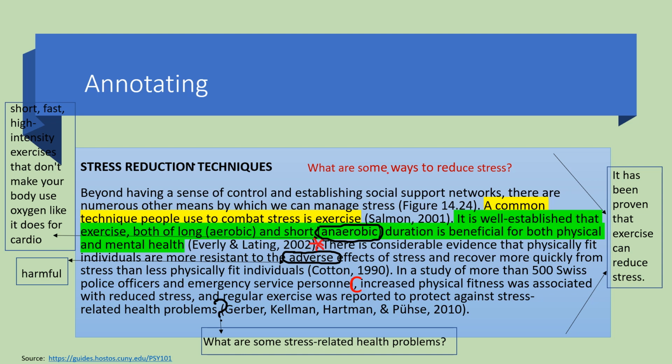Here's an example of an annotated text. There's highlighted key points. There's a star next to important information. Unfamiliar words are circled and then defined. There's a C for a connection to the text, a question mark for questions about the text, and then on the right side, there's a short summary about the text.